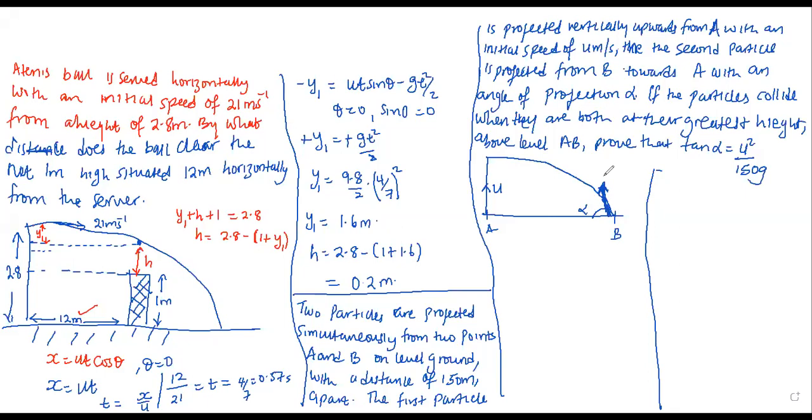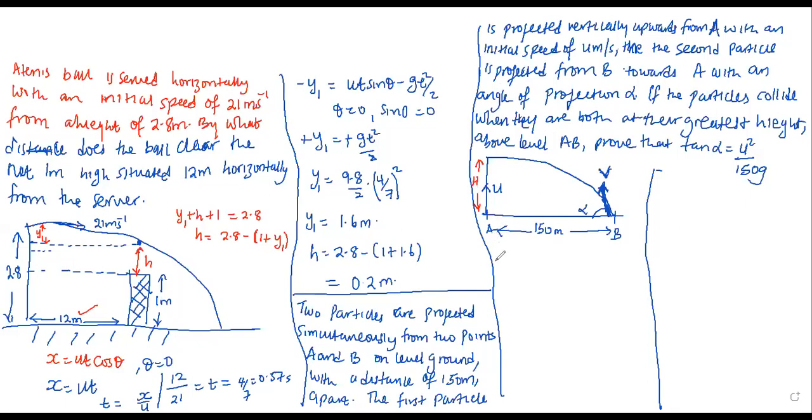The second particle is projected towards A. We don't know its speed, so we can assume its speed is V. It wasn't mentioned. Now they are colliding both at greatest heights. So that means this is capital H, their maximum height. If you've identified that that is maximum height, we also have this distance as 50 meters.